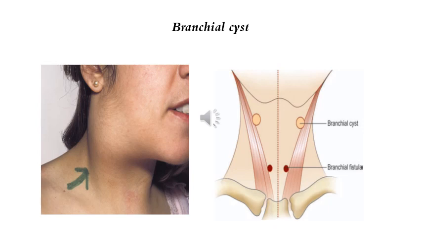This figure shows the site of the branchial cyst and branchial fistula. The branchial cyst is in the upper third, near the anterior border of the sternocleidomastoid, and the branchial fistula occupies the lower third of the anterior border of the sternocleidomastoid.